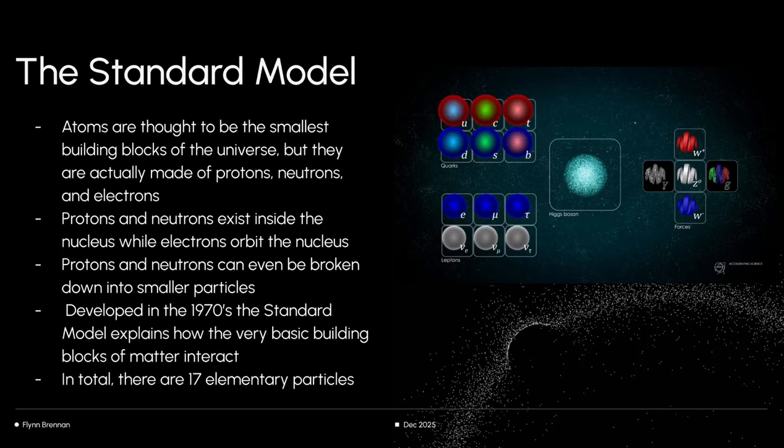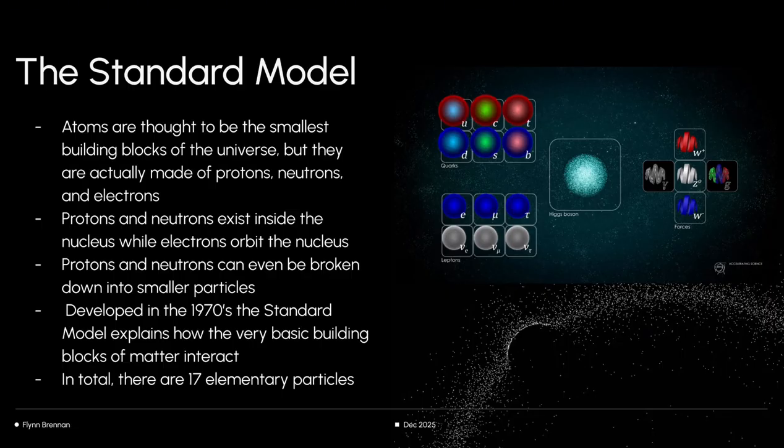So for background, I'll need to explain the Standard Model. Atoms are thought to be the smallest building blocks of the universe, but they're actually made of protons, neutrons, and electrons. Protons and neutrons can even be broken down into smaller particles. Developed in the 1970s, the Standard Model explains how these very basic building blocks of matter interact.